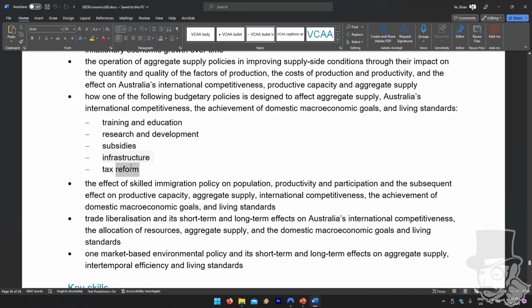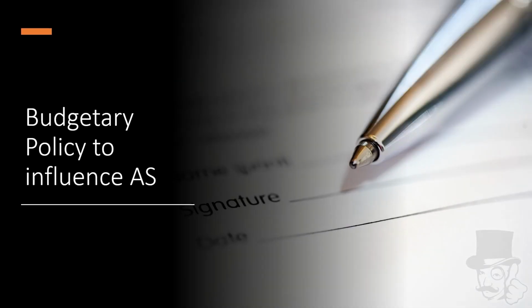They're all good. They all lead to the same thing, boosting AOS, but I'm going to focus on training and education because I believe it's the easiest. If you're not a fan of training and education, I usually find infrastructure is another good one to look into, or even tax reform. So, let's get into it.